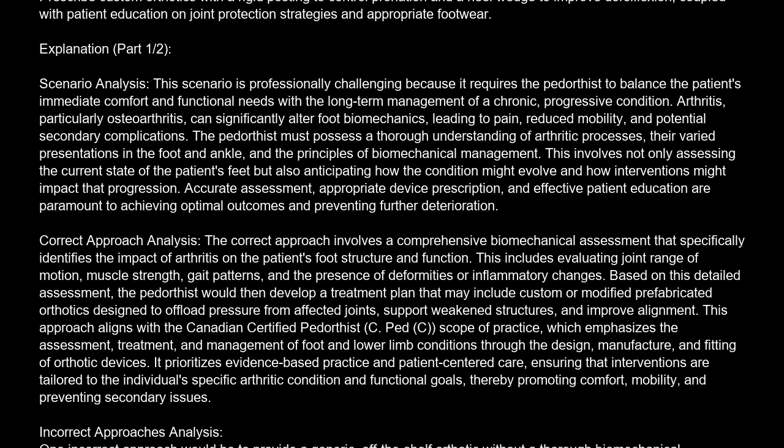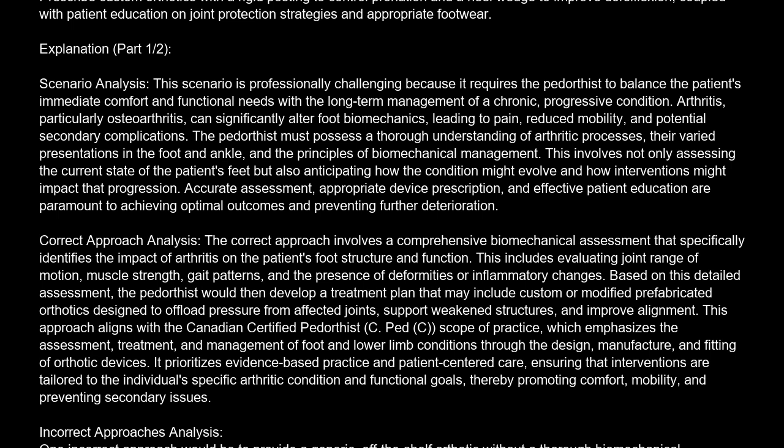Explanation. Scenario analysis. This scenario is professionally challenging because it requires the pedorthist to balance the patient's immediate comfort and functional needs with the long-term management of a chronic, progressive condition. Arthritis, particularly osteoarthritis, can significantly alter foot biomechanics, leading to pain, reduced mobility, and potential secondary complications.